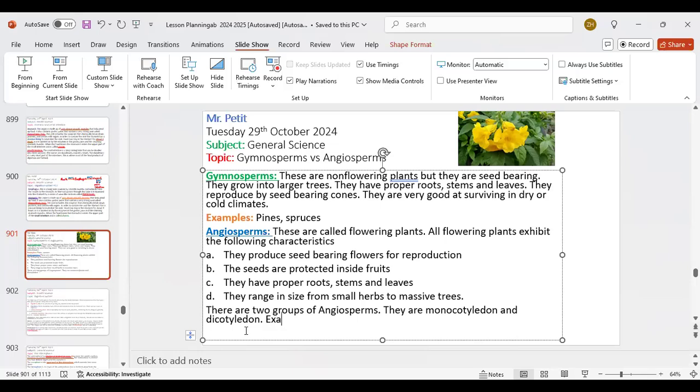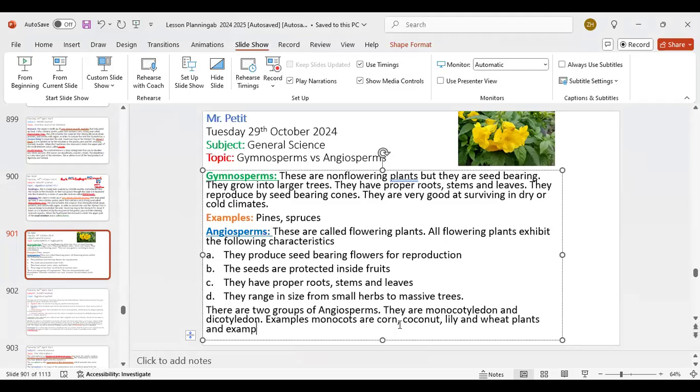Examples of monocots would be corn and coconut. Yes, that's correct. Monocots are corn, coconut, lily, and wheat plants.